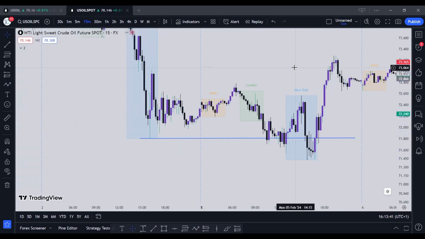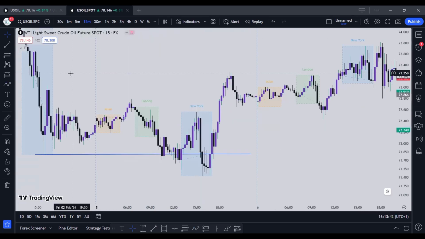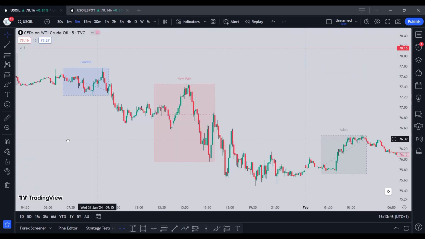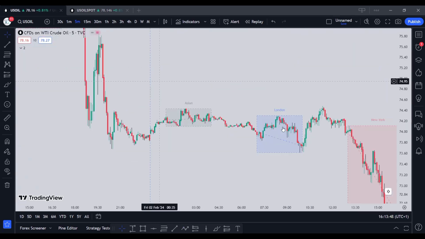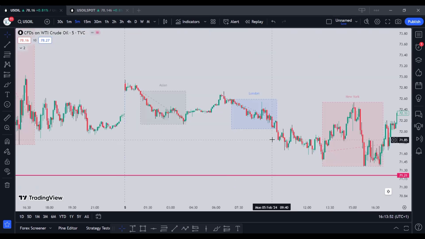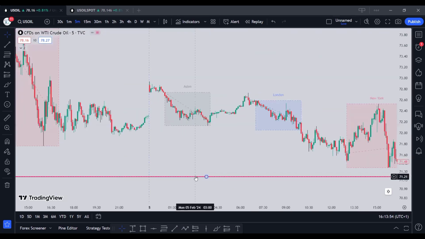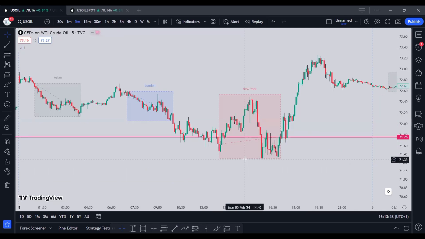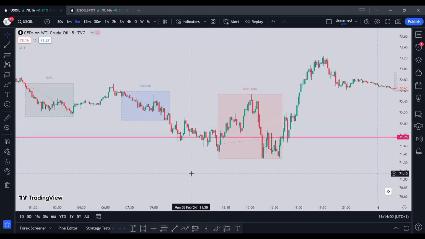So let's use the 30-minute chart first for this. Yeah, coming. So this is the 5-minute chart. What day is this? This is Monday, right? So this trade was on a news day. Very important. This was a news day trade.